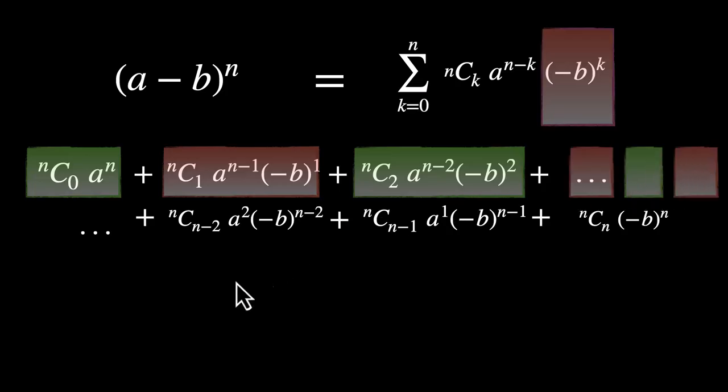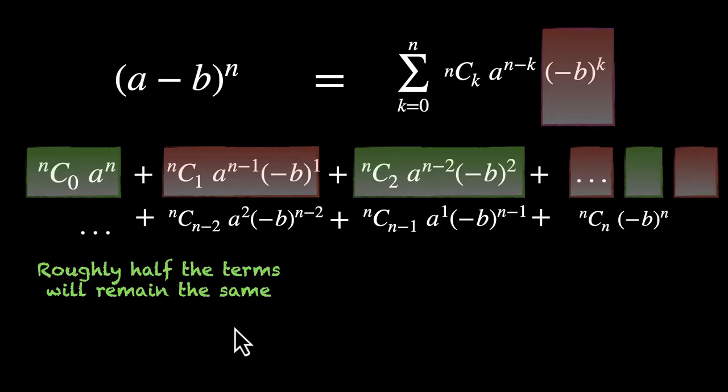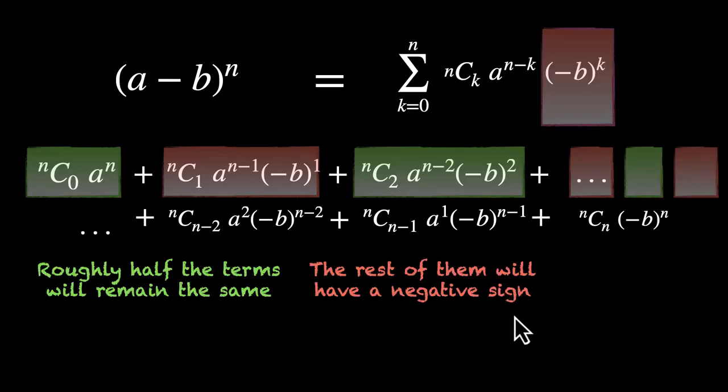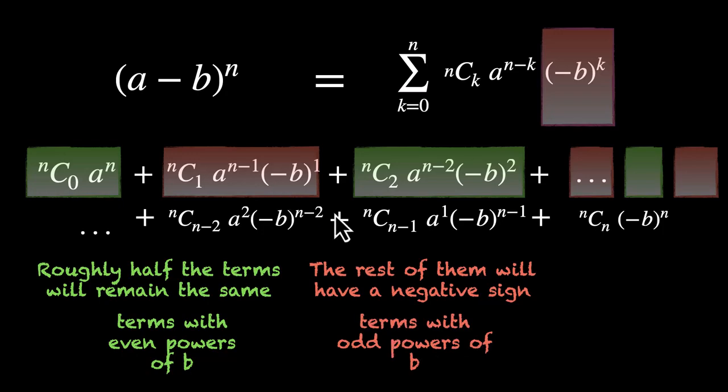So to summarize, we have roughly half the terms as the same, and the remaining half will have a negative sign. Which terms remain the same? Which terms will have the negative sign? Well, that depends on the power of b. If we have an even power of b, we'll have the same term. For example, b^2, b^4, b^6, and so on. But if we have an odd power of b, we'll have a negative term. Here we have (-b)^1, which means we have a negative sign here. What about the last term?